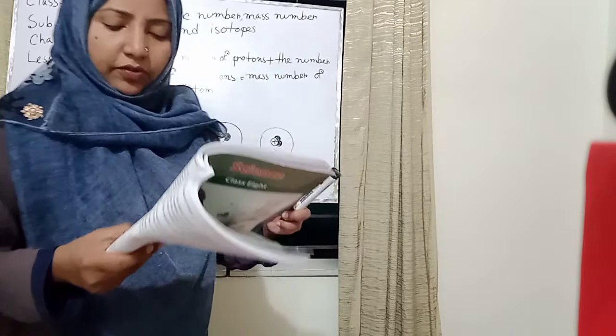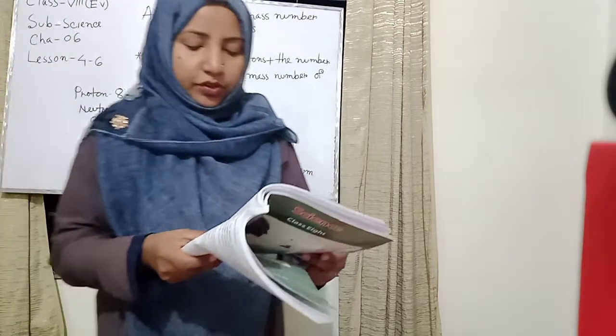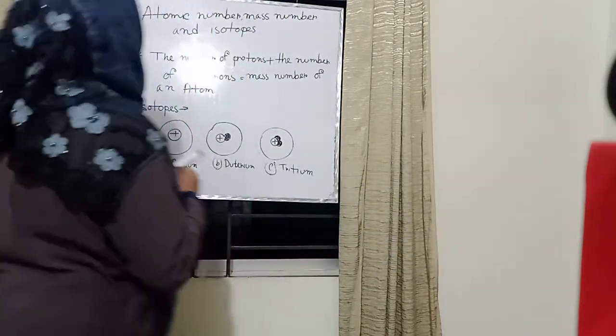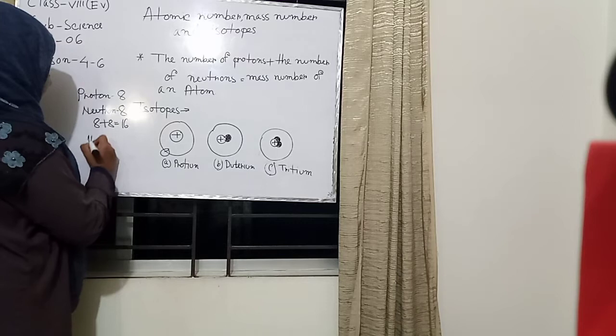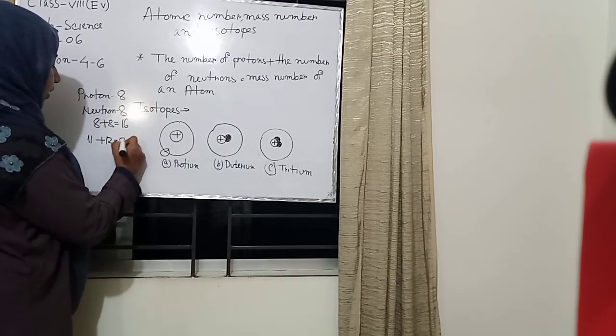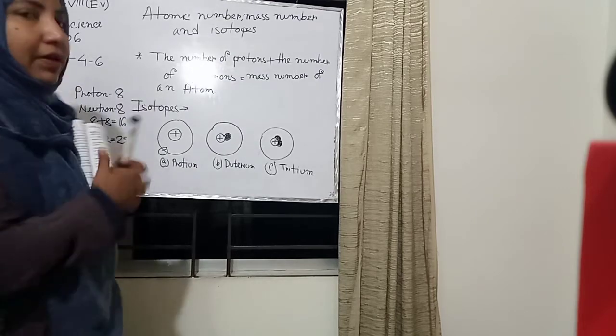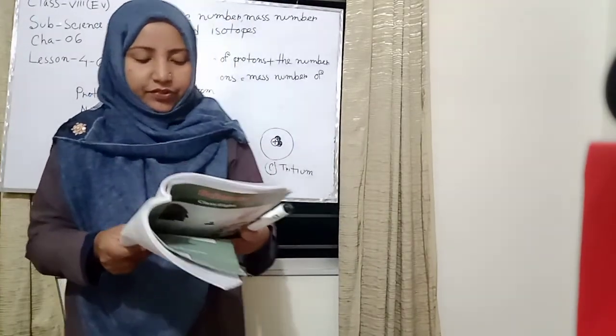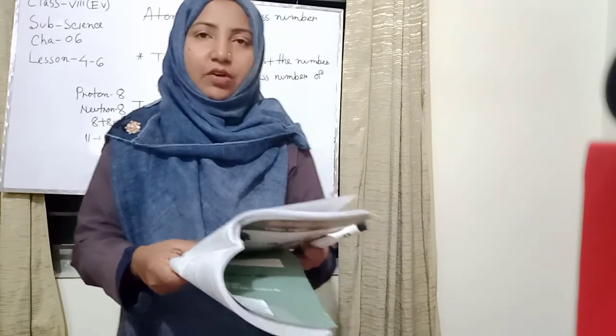In the case of sodium, there are 11 protons and 12 neutrons. So the mass number of sodium is 11 protons plus 12 neutrons, which equals 23. The mass number of sodium is 23. It has been discussed before that if the atomic number and the mass number are known, the number of neutrons in the atom can be found out.